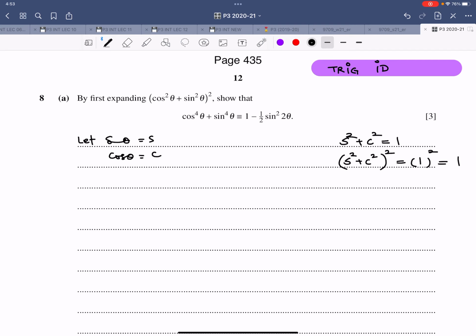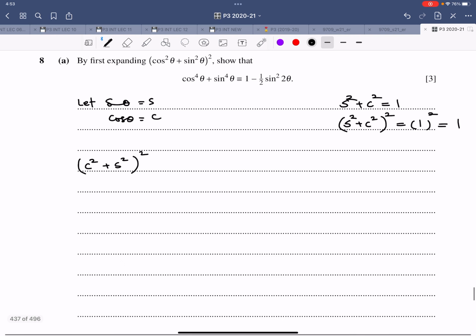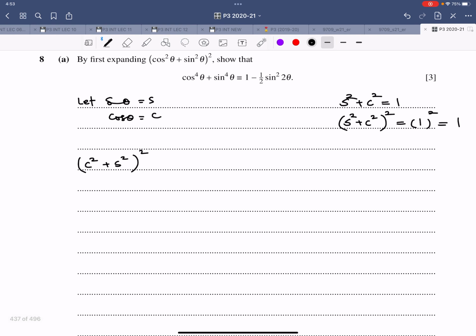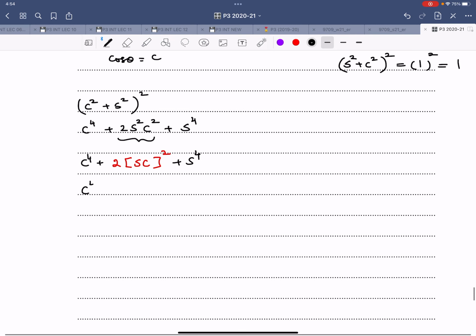Now show that. Let sine theta equal s, let cos theta equal c. So c square plus s square, the whole thing square. Show that by first expanding. Let me first expand. c power 4, 2s square c square, plus s power 4. This is the first thing. And the one in the middle is 2 multiplied with sine cos, the whole thing square. Now c4 remains as it is, s4 remains as it is, c4 remains as it is, 2 multiplied with half sine 2 theta, the whole thing square, plus s4.